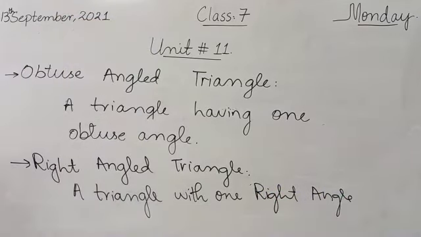Okay? So these are the classification of triangle according to the types of angles they have. The first one is acute angle triangle. In acute angle triangle, all three angles of a triangle are acute. Second is obtuse angle triangle. In obtuse angle triangle, we have only one obtuse angle. And the third one is right angle triangle. In right angle triangle, we have only one right angle. Okay?